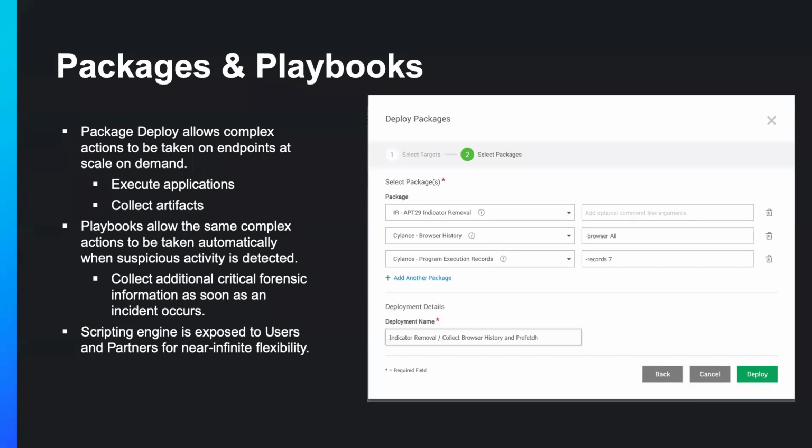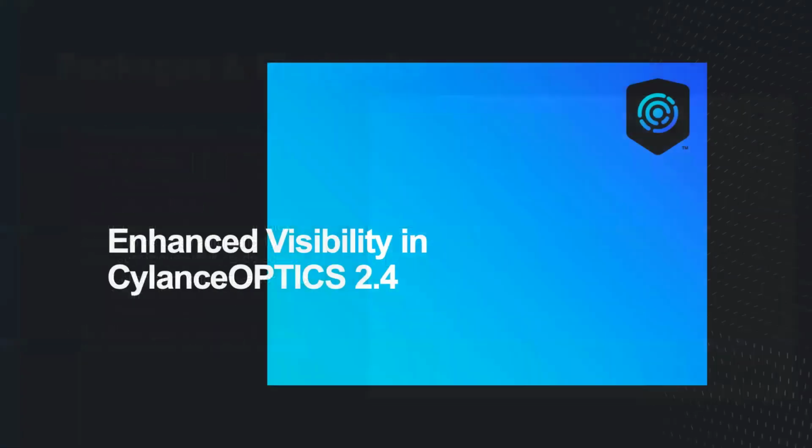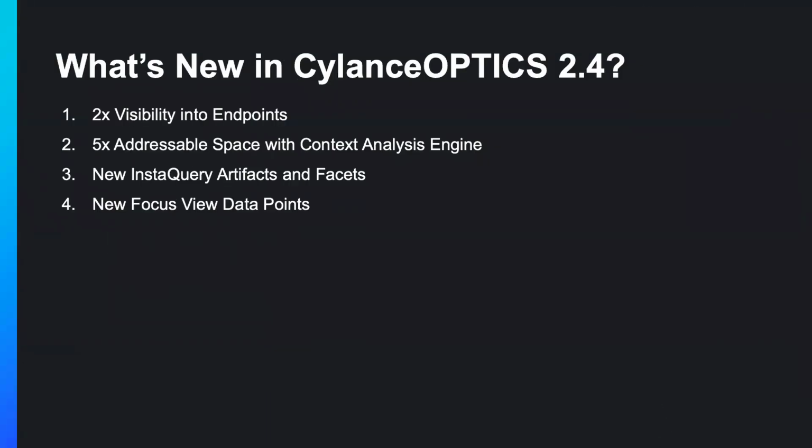Now, with that being said, and all the features that we currently talked about, let's talk about where OPTICS 2.4 plays a role into each of these features and how CylanceOPTICS version 2.4 benefits you and continues to extend on this platform that we have. So at a high level, what's new in CylanceOPTICS version 2.4?